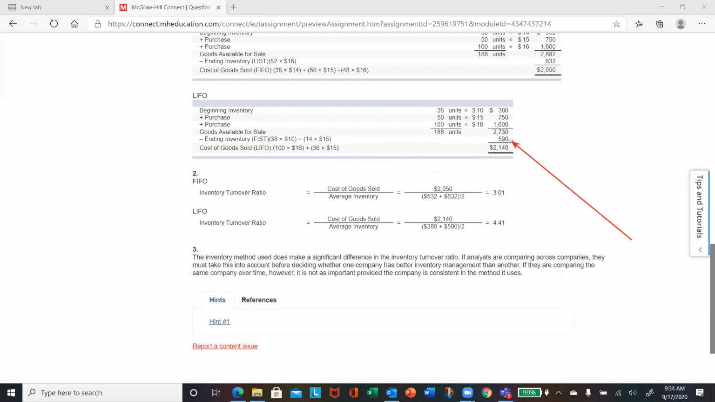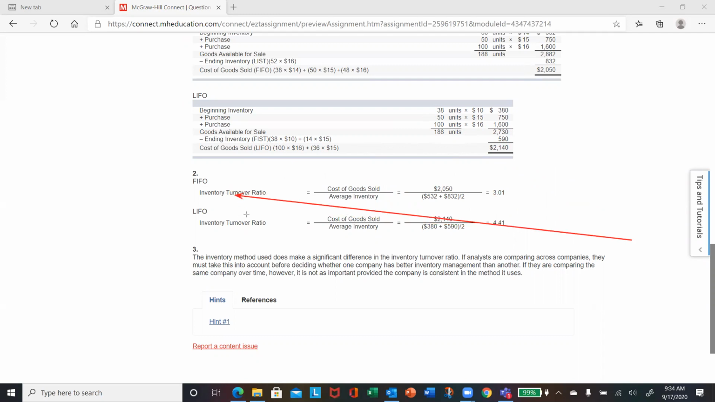So that would be their ending inventory. The difference would then give you your cost of goods sold. Or they could also proof it by saying last in, first out, which is 100 from this pool, and then another 36 from that pool. And that's also how you could calculate cost of goods sold.